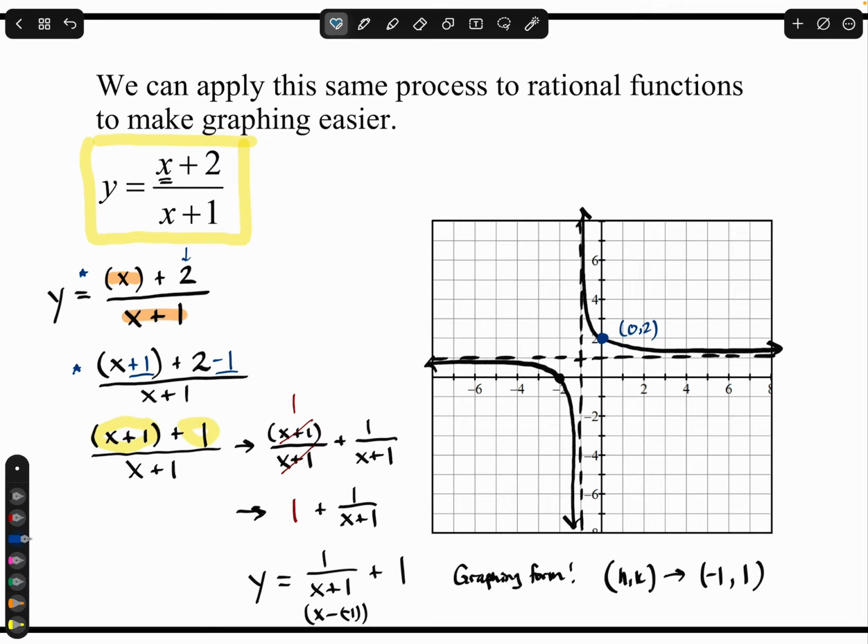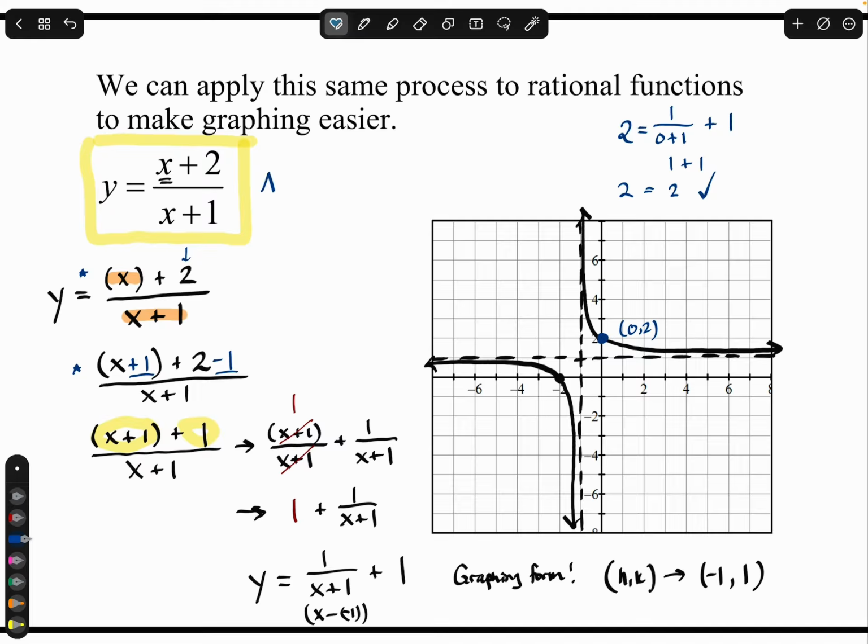If I plug that into my function, it'd be like saying 2 should equal 1 over 0, my input, plus 1, and then plus another 1. Well, 1 over 1 is 1, and 1 plus 1 we know is 2, and that equals our 2. We know it's in the right spot. That should also work with our original equation.